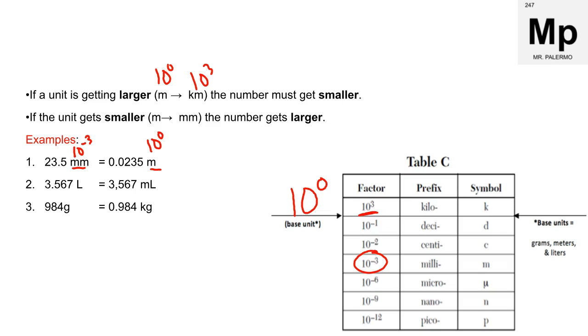Now the question is, do I go left or right? Since we're going from a smaller unit to a larger unit, we're going to go to the left 3 places. The number is going to get smaller because I'm going to have less of those bigger units. So I move my decimal 1, 2, 3 places, and I get an answer of 0.0235.